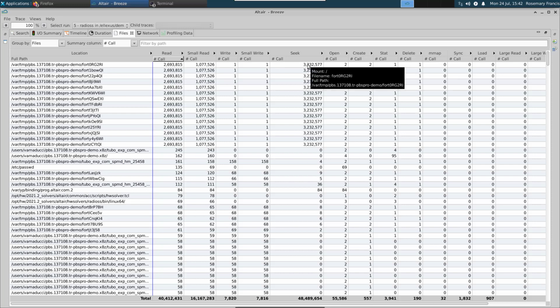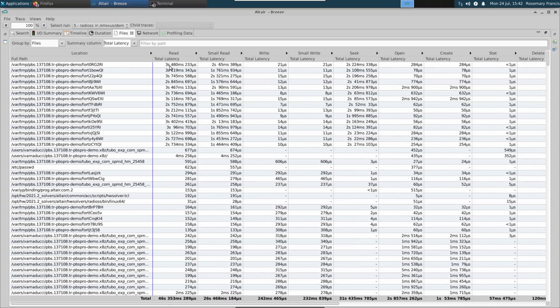If we switch to total latency, you can see that a few seconds is spent reading and seeking each file, so it's not going to impact the runtime of the application enormously, but this is something that could be tidied up in order to make Radios just that little bit more efficient.